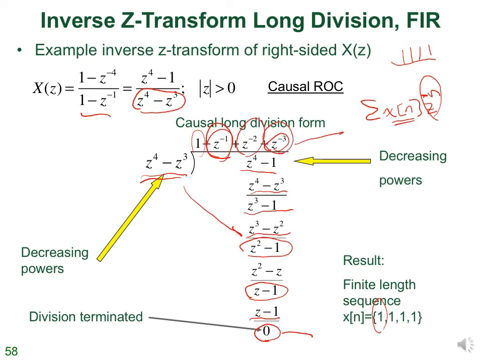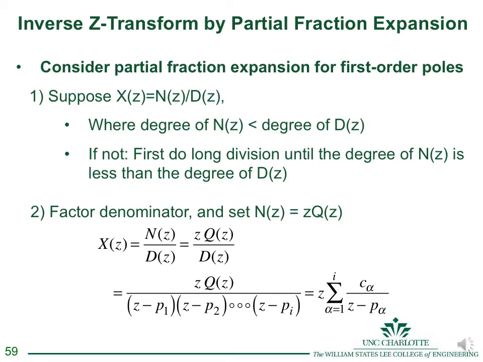In general, you may have forms of X(z) where the fractions of X(z) aren't in your z-transform table. Just as in the Laplace transform, you use a partial fraction expansion to simplify complicated X(z). We'll just assume that we have first order poles. Higher order poles, repeated poles, are just a little more complicated, but the first order poles will illustrate the process.